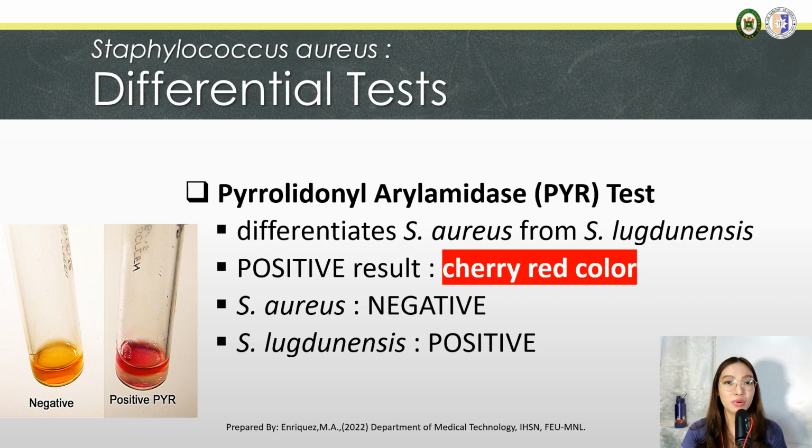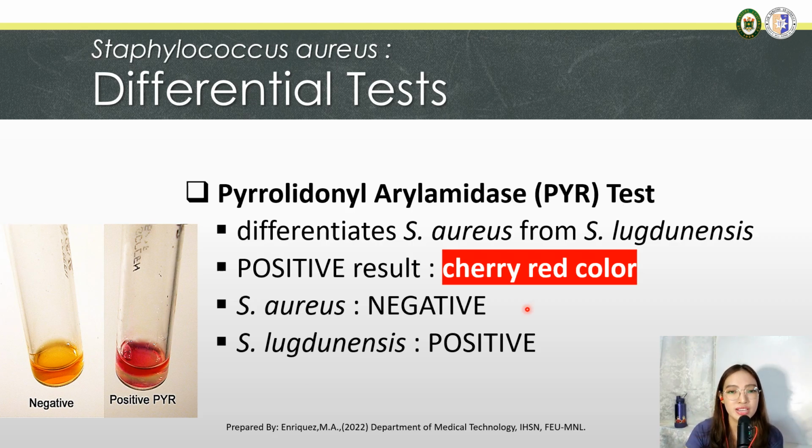Next is the PYR or the pyrrolidonyl arylamidase test. It detects the presence of PYR enzyme which could be produced by Staphylococcus aureus. So pwede natin itong gamitan to differentiate Staph aureus and Staphylococcus lugdunensis. Alright? So a positive result is indicated by the formation of a cherry red color after the addition of the detector reagent. Alright? So again, kung i-differentiate natin ang Staph aureus and Staphylococcus lugdunensis, pwede nating gamitan ng PYR.